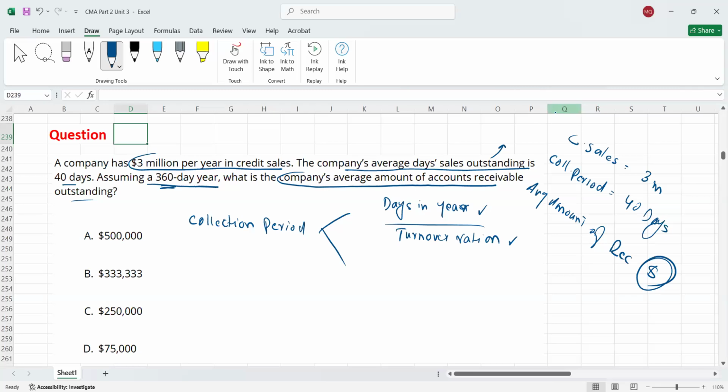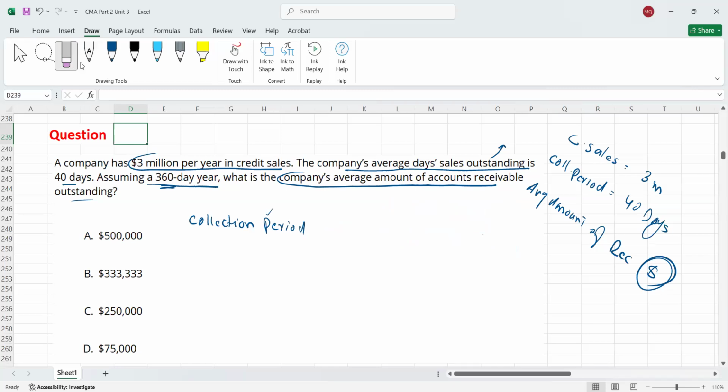And even receivable has not been used in this formula. Days in a year divided by turnover ratio will give you the collection period. There is no figure for receivables in this formula. I can't use it, because there should be a receivable figure in the formula. So this formula will not work. Now we have to check the alternative way.